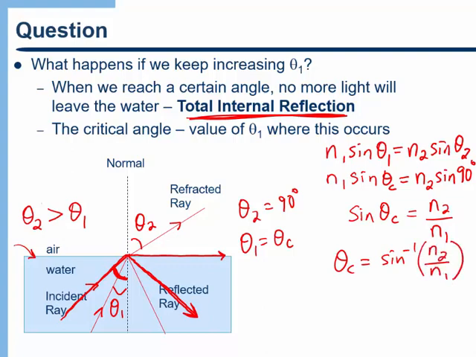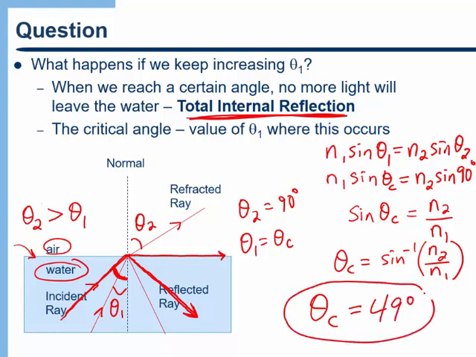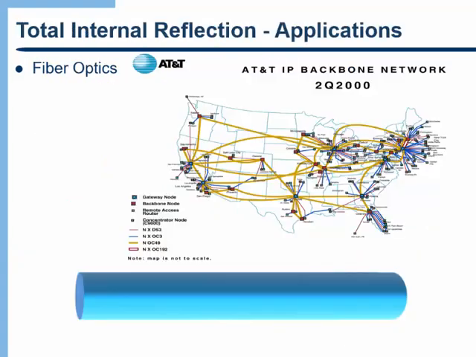It's important to understand that we only get total internal reflection when we're going from a higher index material like water to a lower index material like air. It doesn't happen the other way because remember then the light's bending towards the normal. If you plug in the values for air and water, what you'll find is that the critical angle for these two materials is 49 degrees. So if my angle of incidence, if this incident angle here is greater than 49 degrees, no light will come out of the water. All of it will be reflected back into the water.